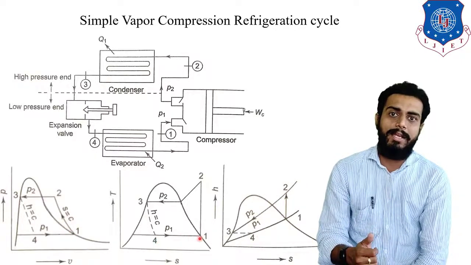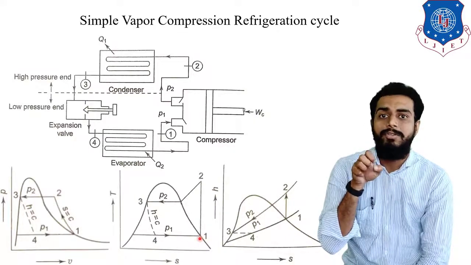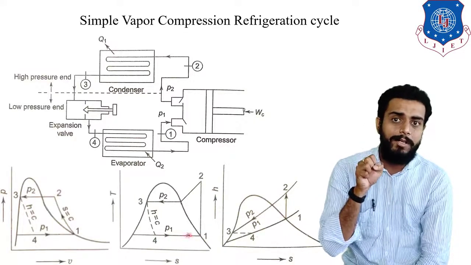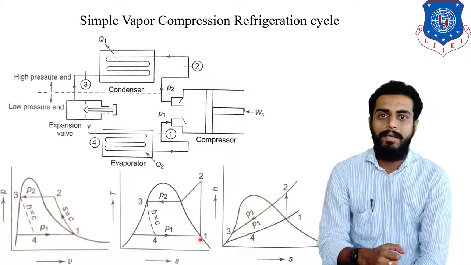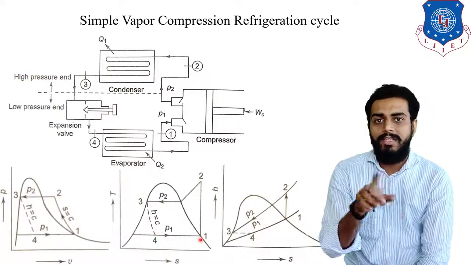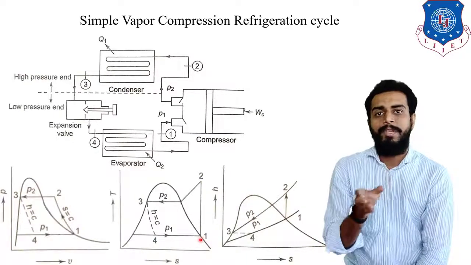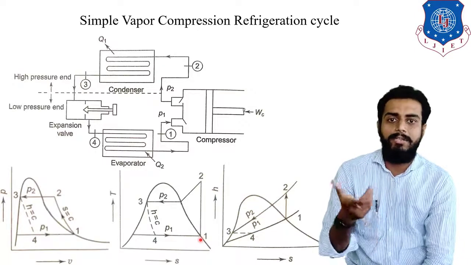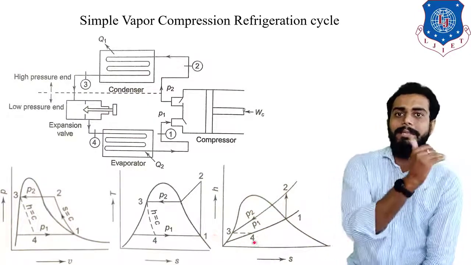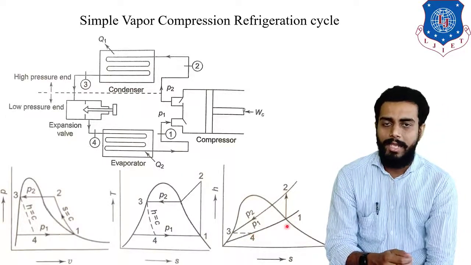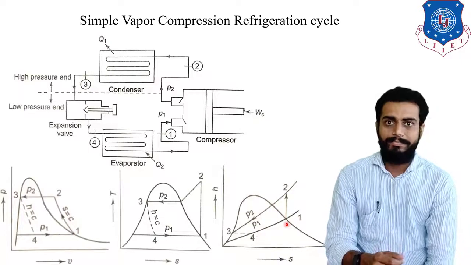Sir, why is it a constant temperature line? Because from 4 to 1 we are absorbing latent heat. Latent heat absorption means your temperature will not change. That is why the temperature is constant during 4 to 1. And obviously, since you are converting liquid into vapor, or wet vapor into dry vapor, your enthalpy will increase. That is why you can see in the HS diagram that from 4 to 1, the enthalpy is increasing. That is very easy and simple to understand, right students?